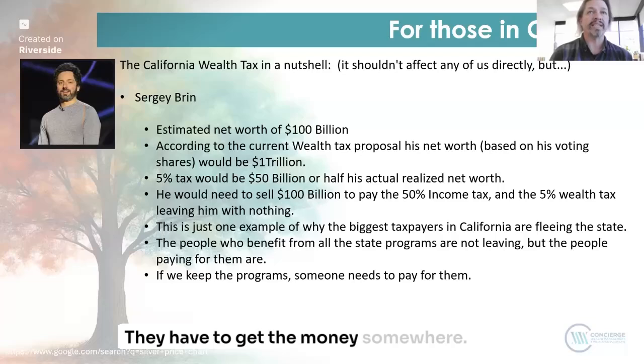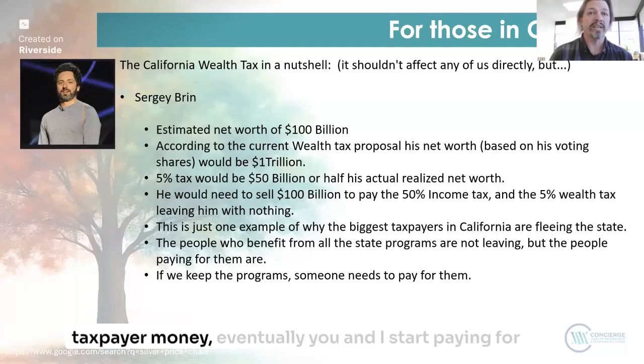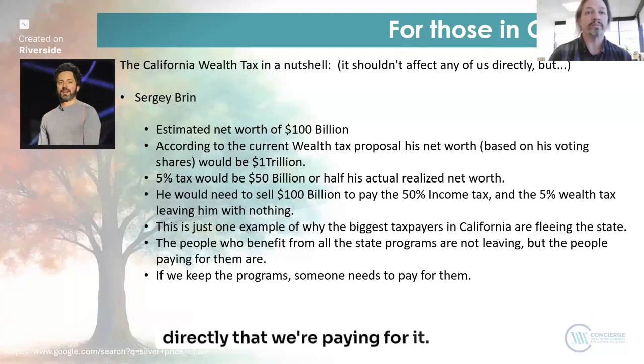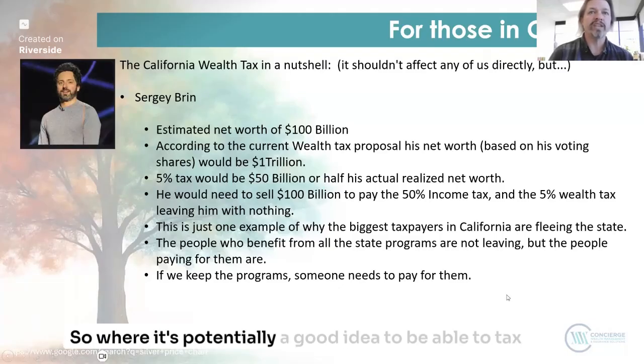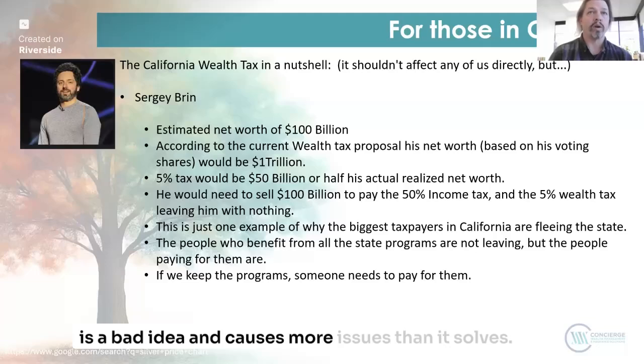They have to get the money somewhere. And if they need to fund programs using California taxpayer money, eventually you and I start paying for that. So that's why I say indirectly, it could eventually become directly that we're paying for it. So where it's potentially a good idea to be able to tax individuals, wealthy individuals, I think this structure is a bad idea and causes more issues than it solves.